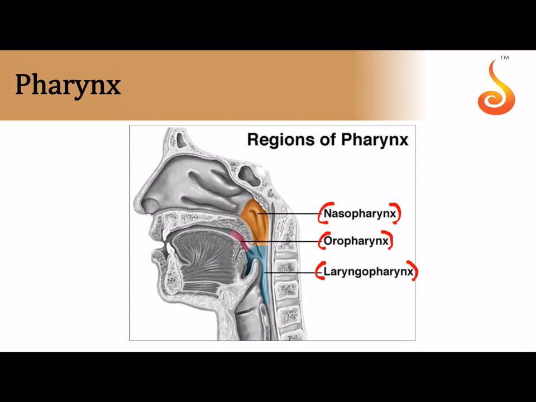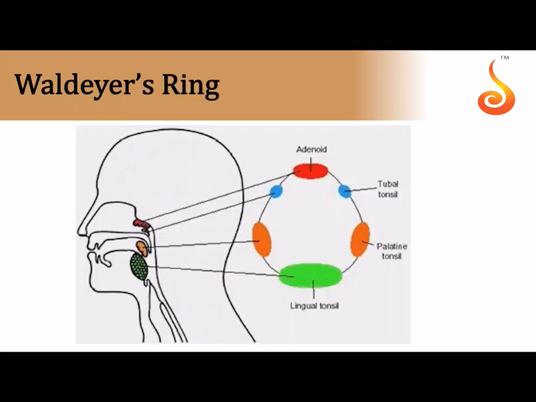This orange part, which is the part of the back of the nasal cavity which is communicating with the pharynx, is called the nasopharynx. And then you have the oropharynx, which is the back of your oral cavity communicating with the pharynx, and this is actually the laryngeal region. And this part of your pharynx is very close to your larynx, and that's why it is referred to as laryngopharynx.